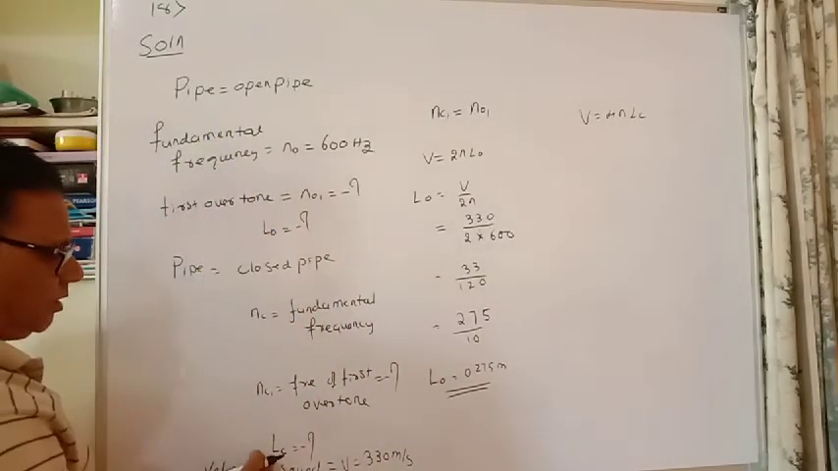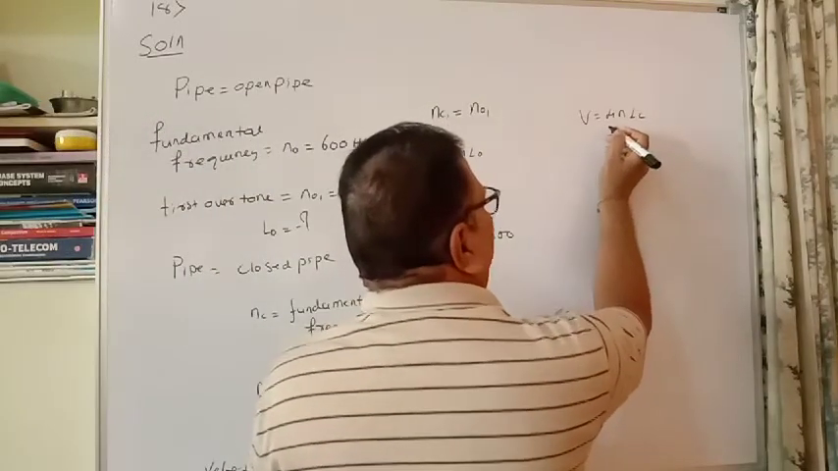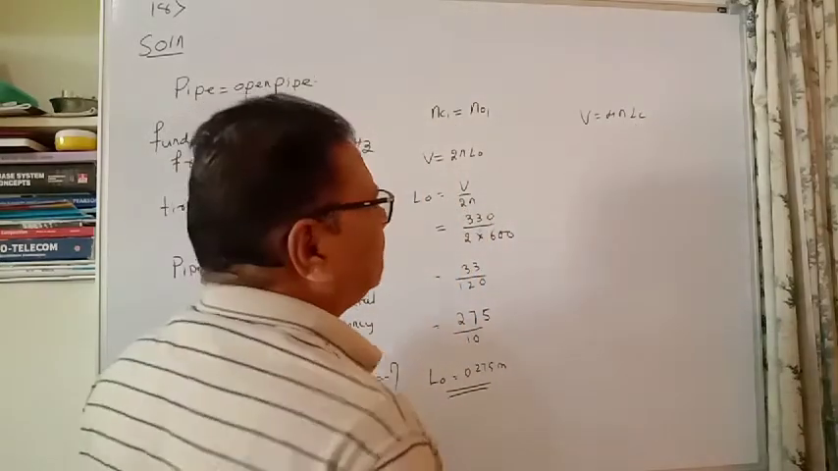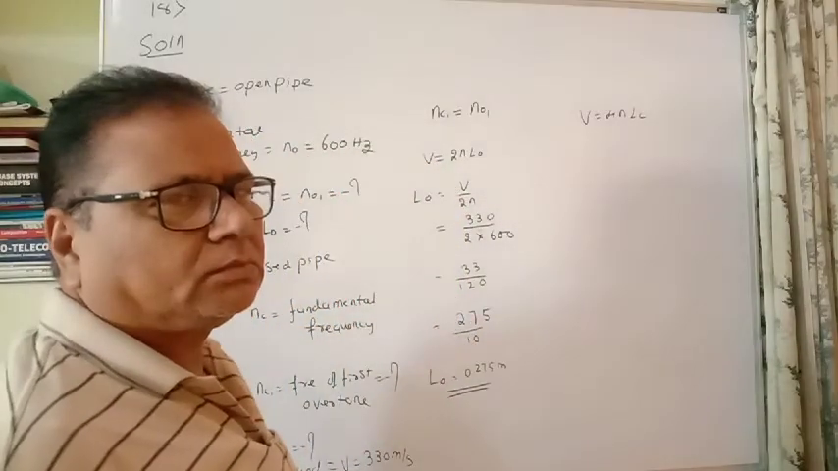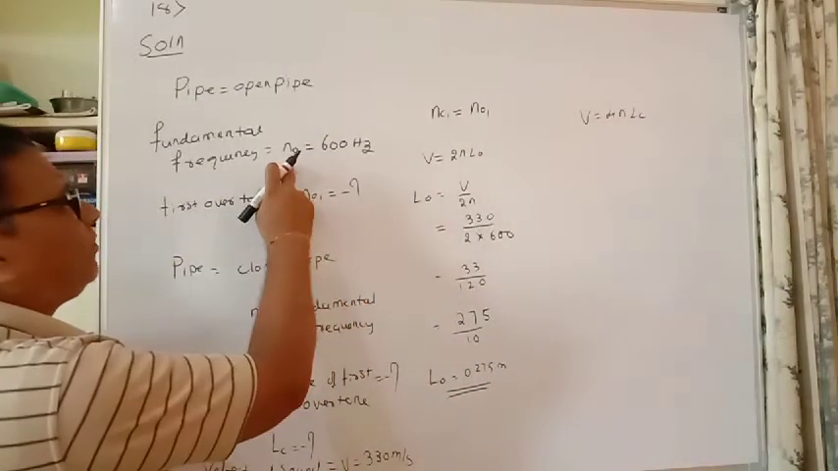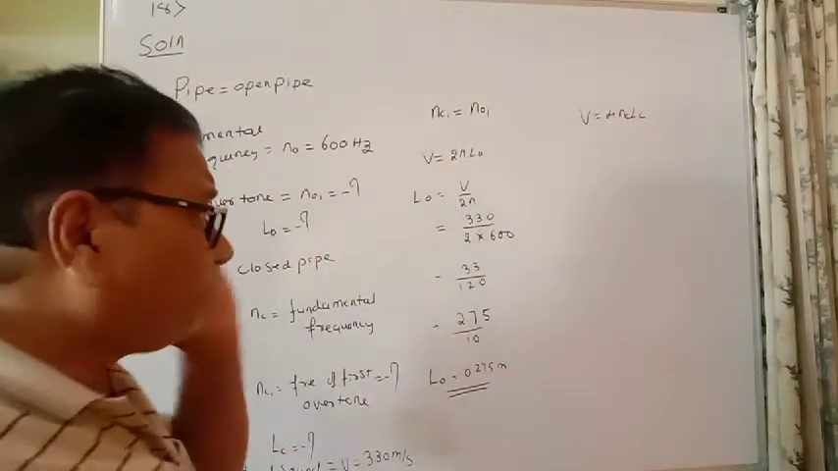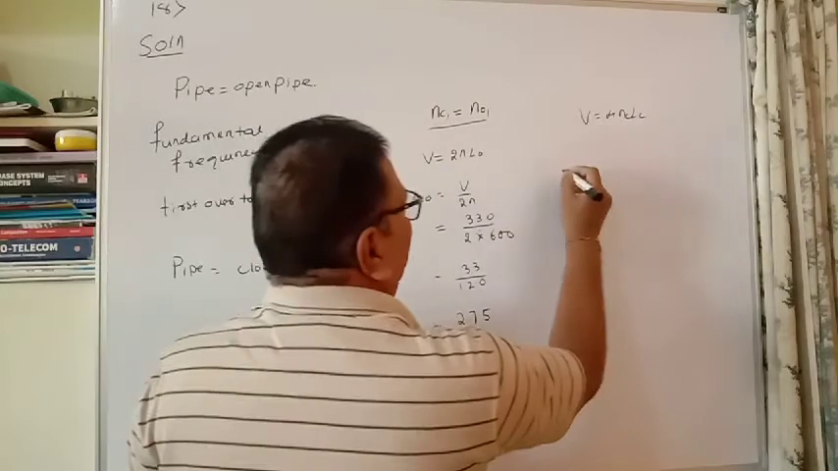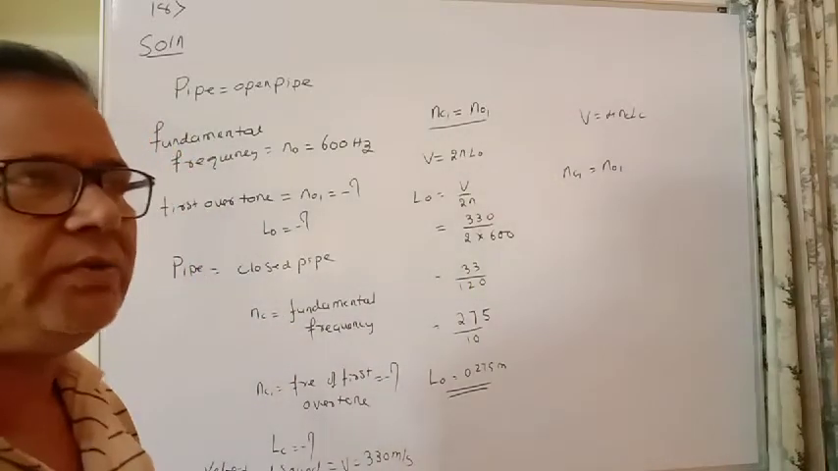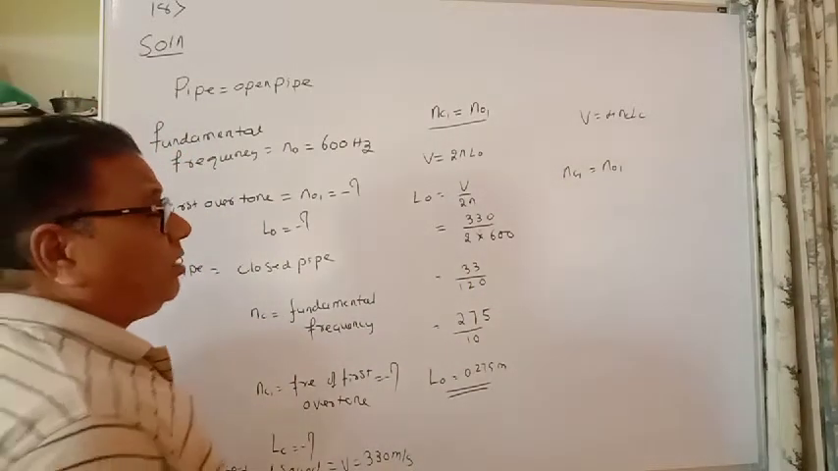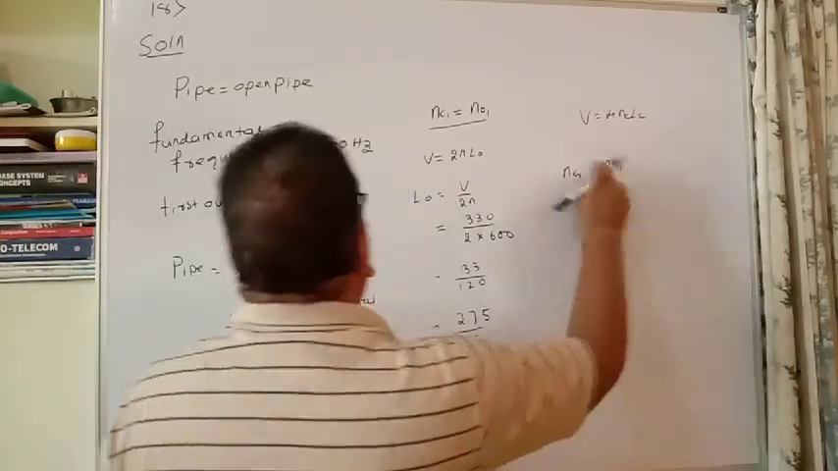Now we have to determine the length of the closed pipe. We know that for a closed pipe, V is equal to 4 NC LC. But the fundamental frequency of the closed pipe is not given; in the open pipe, the fundamental frequency N0 is given. For that, he has given the hint: NC1 is equal to N01. The frequency of the first overtone in the closed pipe is equal to the frequency of the first overtone in the open pipe.